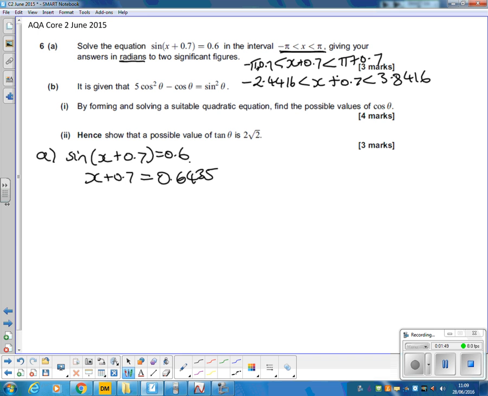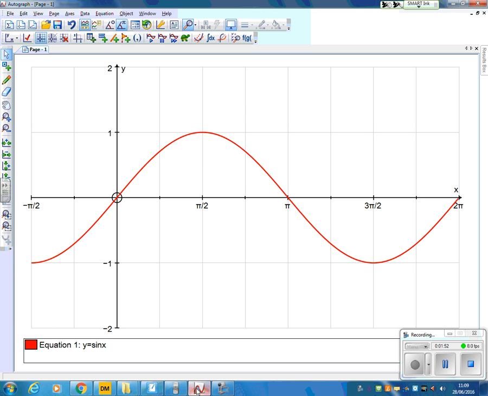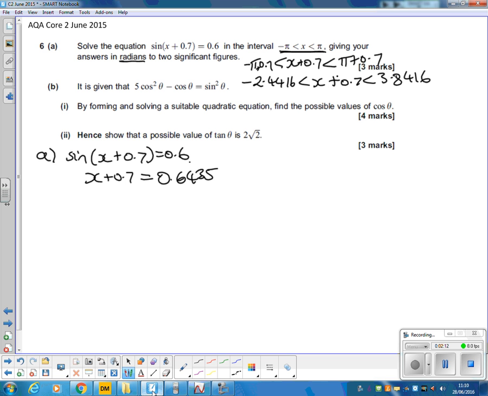Now we're going to find the second solution for sine. So remember, have a look at the sine graph. Here's 0.6. Here's our first solution. Now if we go across, there would be our second solution, so that would be the same distance back from pi. So the way we find the second solution for sine is to do pi minus the first answer, which gives us 2.4981.